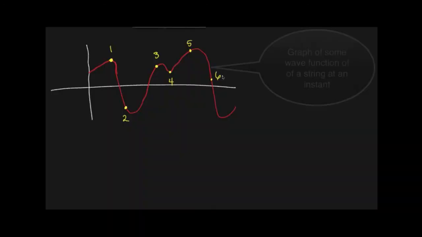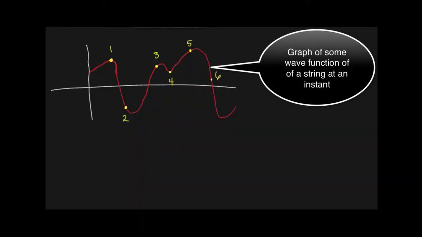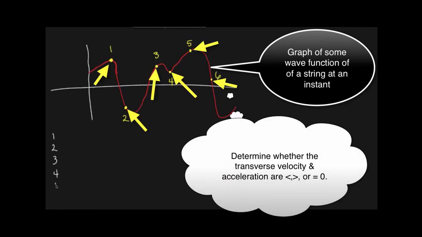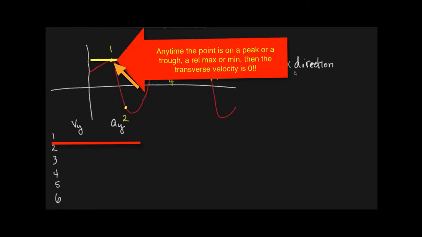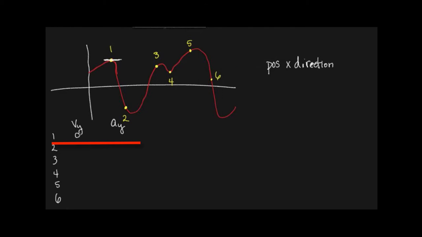Okay. So what I would like you to do is take these points, the velocity, transverse velocity, and the acceleration at each point. Positive x direction. What's going on at point 1? At point 1, you're on a zero slope. Good. So velocity is 0. Very good. Because that's right at the very peak. We know that it's going to be 0. What about now, a sub y?